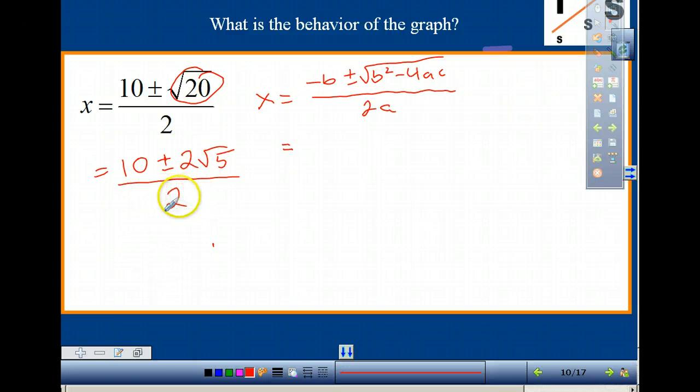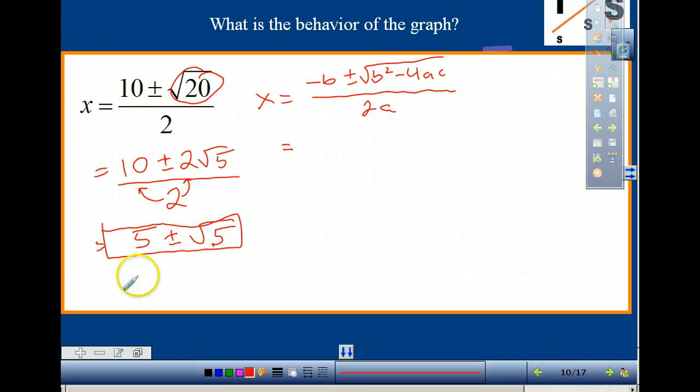Now, here's the thing. If you can, you have to divide this number, or a factor of this number, by both. So does 2 go into 10? And does 2 go into 2? Yeah, so we can use distributive property and say 2 goes into 10 5 times, and then also 2 goes into 2 1 time. But like usual, we don't write the 1. So our answer fully reduced is going to be 5 plus or minus root 5. So that's the exact answer with an equals.